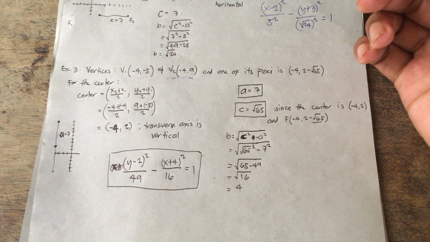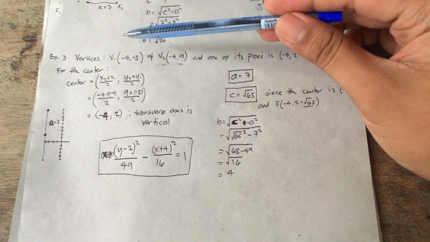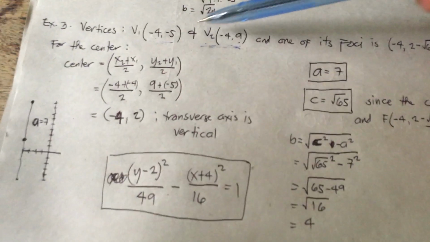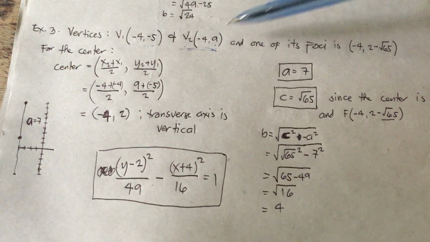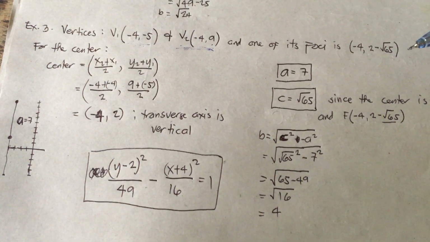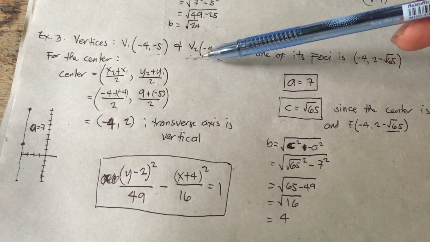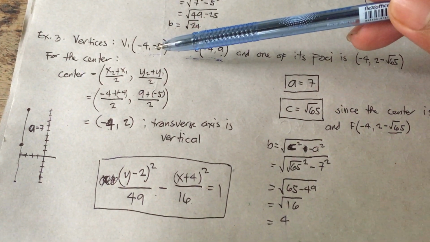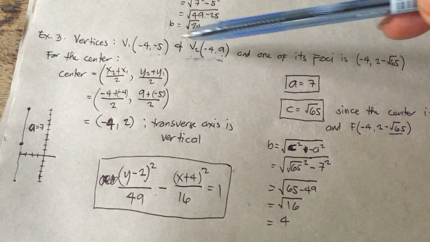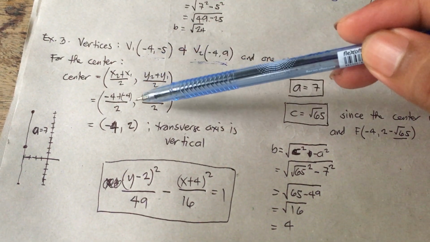Okay, so last example we have example 3: given two vertices (-4, -5) and (-4, 9), and one of its foci is (-4, 2 minus square root of 65). Since we are given the vertices, we can identify the value of A, but it is difficult to identify. So what we will do first is find the center.